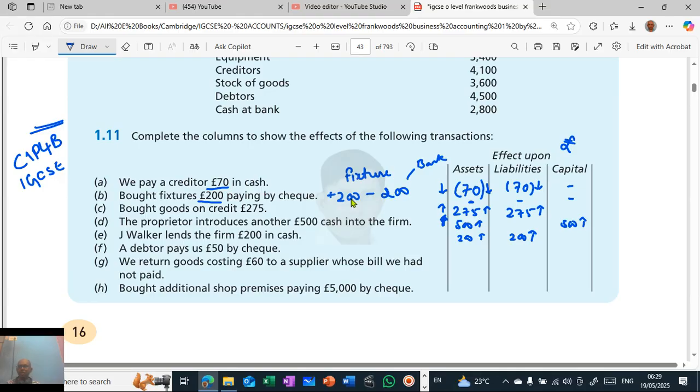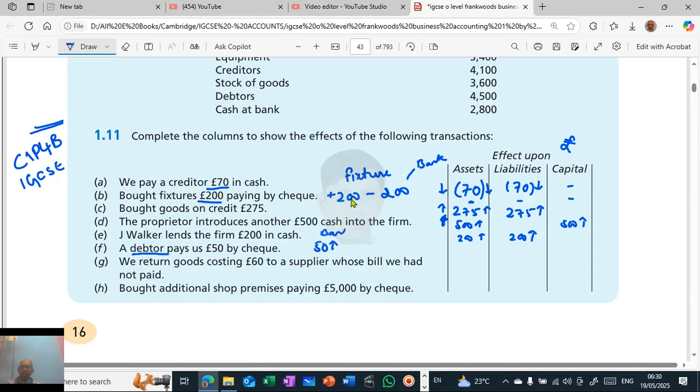A debtor pays 50 by check. So what is happening? Who is a debtor? A debtor is a customer to whom we have sold goods on credit. He has paid us money. So debtor cash will come in, no? So the bank account will increase by 50.